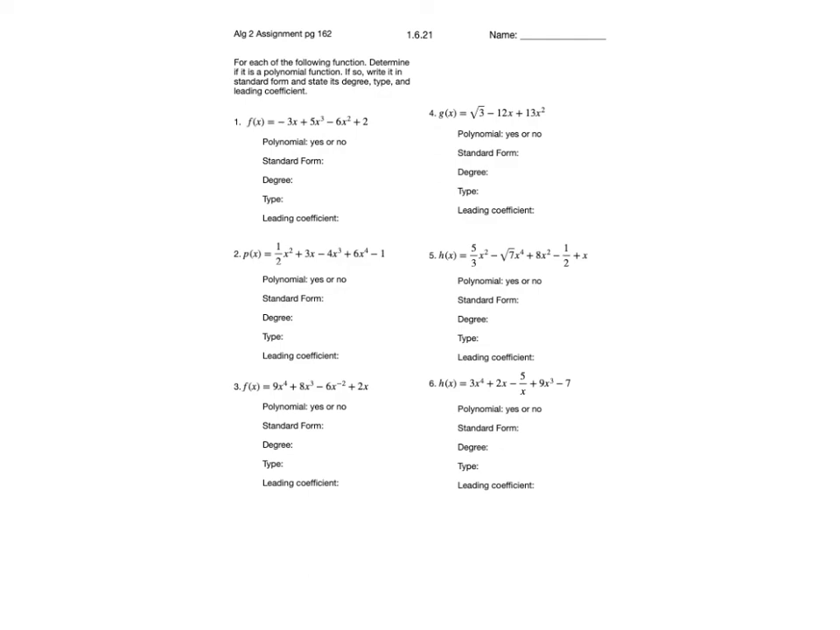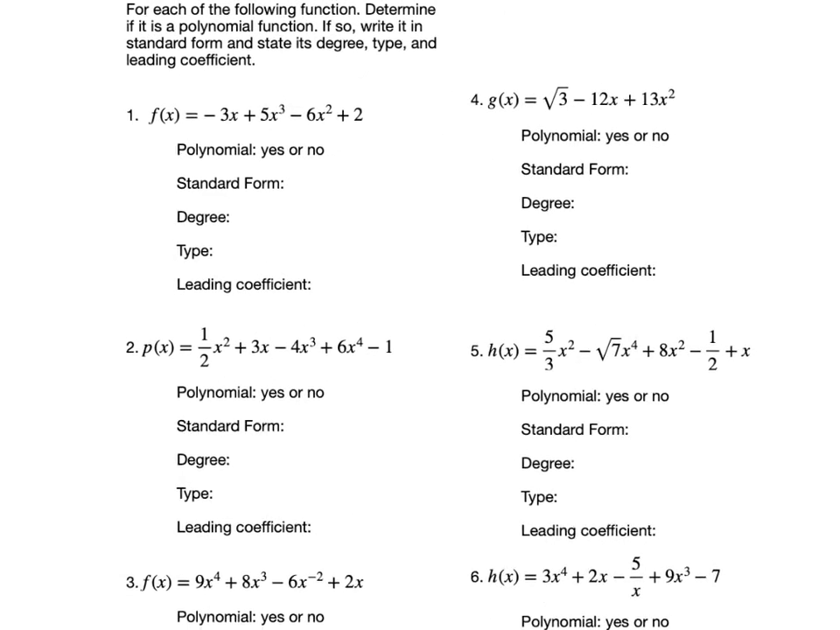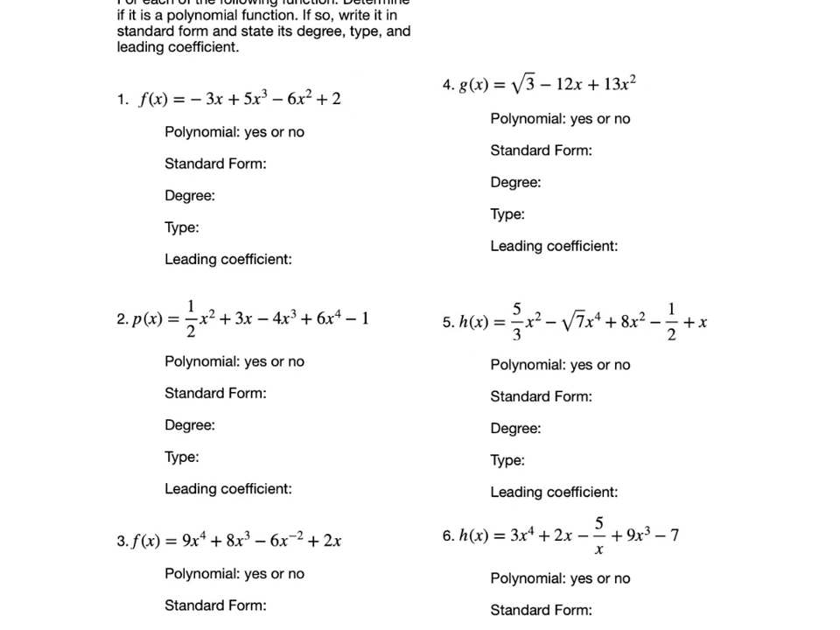Okay, this is what your homework looks like. I'll just do number 1 here for you. Is it a polynomial? We check our exponents. 1, yep. 3, that's okay. 2, that's okay. And then no variable at all. So yes, it is. Standard form. So we just rewrite it, sliding stuff, putting the x cubed first.